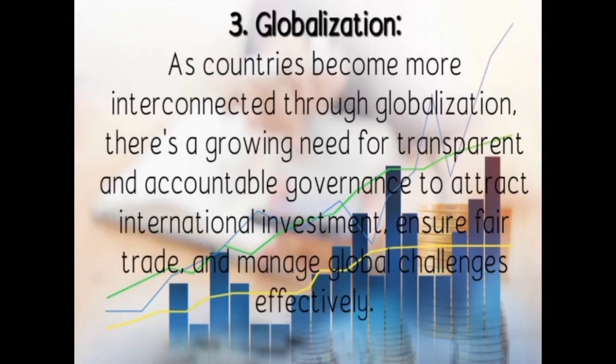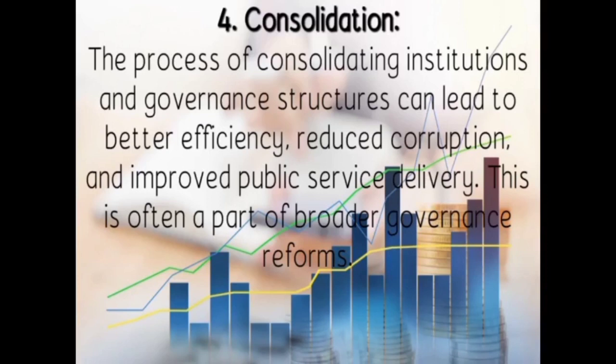So the last one is consolidation. The process of consolidating institutions and governance structures can lead to better efficiency, reduce corruption, and improve public service delivery. This is often a part of broader governance reforms. So, consolidation enhances efficiency, curbs corruption, and elevates public services. It is a common element in broader governance reform efforts aiming for improvement.